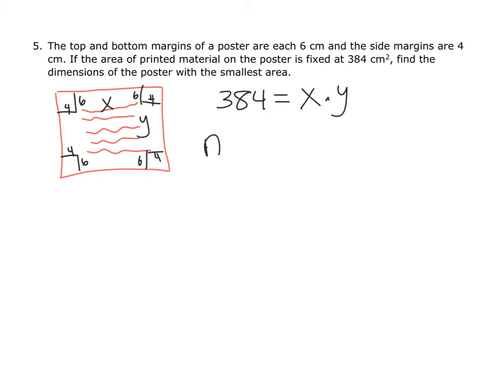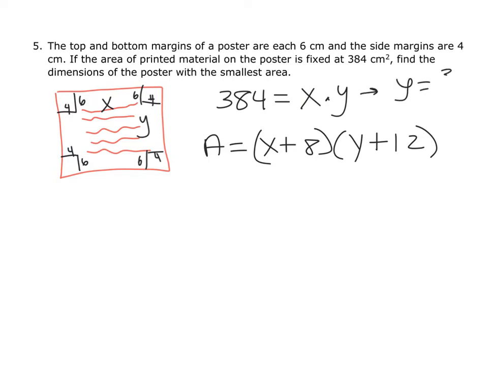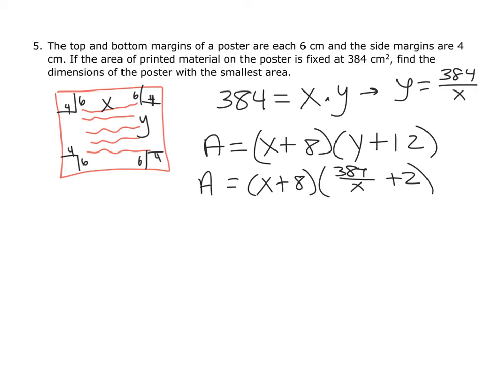So the poster, the area of the whole thing would be X plus 8 and Y plus 12. And then I have to substitute in. I always solve for Y. Doesn't really matter though. 384 over X. So X plus 8, and then 384 over X plus 12. That's my area. So now I'm going to minimize that. So take the derivative. It's a product rule. If you want to multiply it out first, go for it. I don't do that, but you can if you want.